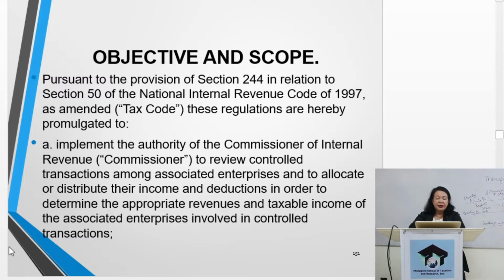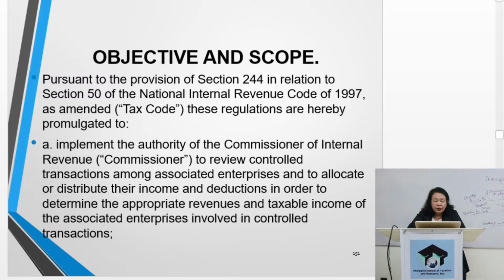So, implement the authority of the Commissioner of Internal Revenue to review controlled transactions. Ano itong mga controlled transactions? Ito yung pinakita ko sa inyo sa board kanina na yung CA, ang parent company, meron siyang company na B at saka C, controlled po niya yun, no? Kasi bakit niya controlled? Kasi siya din ang nag-establish noon for a certain purpose na ginawa niyang distributor at saka yung isa ginawa niyang reseller, no?